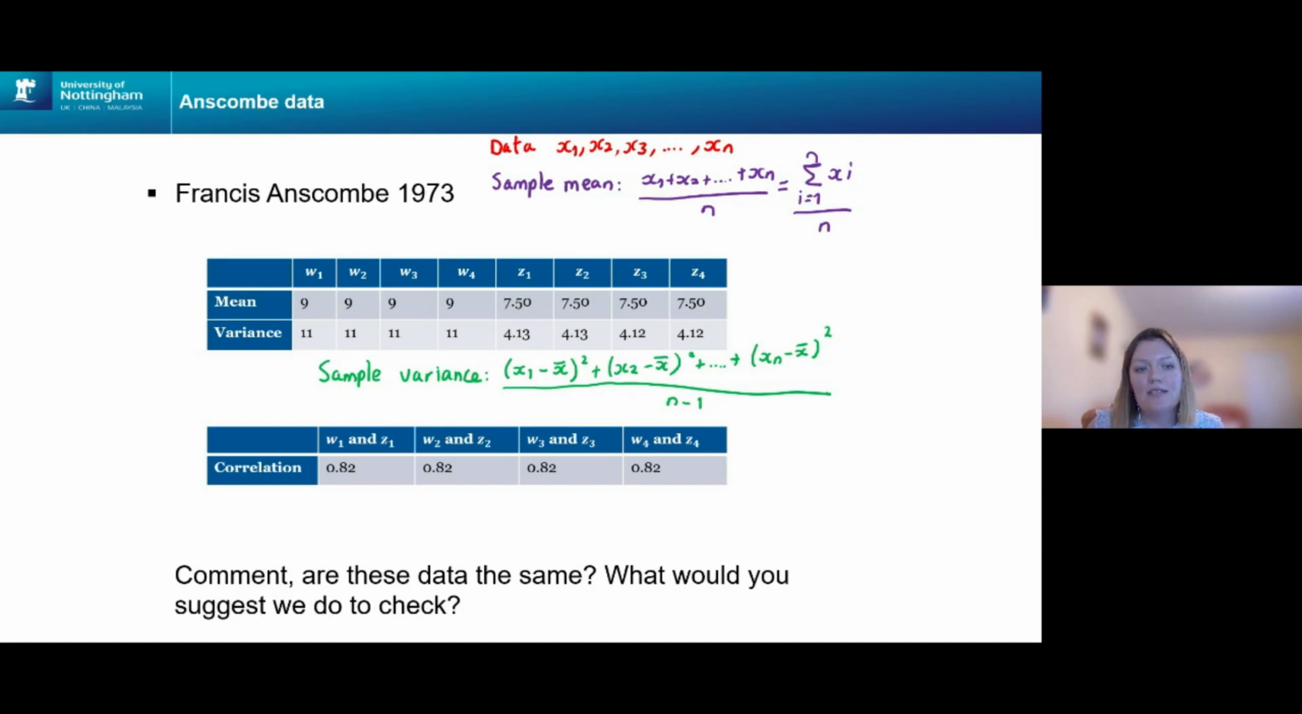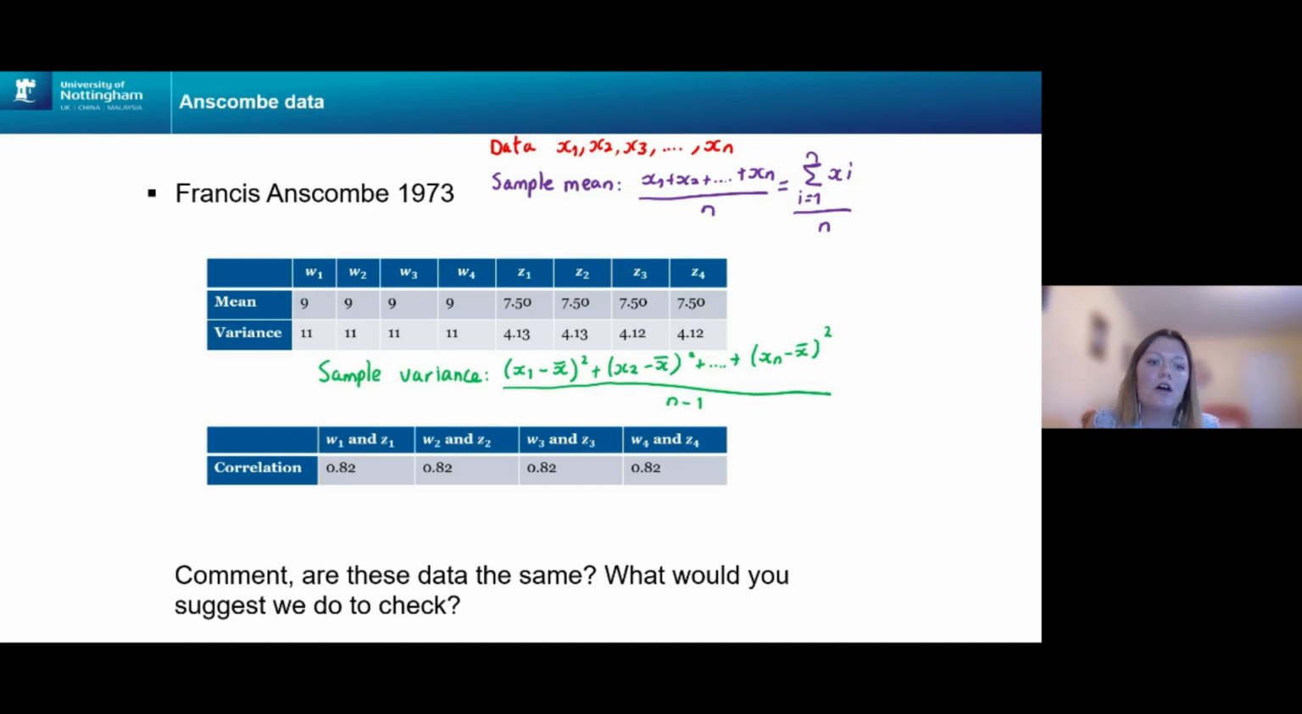And what we actually see is we've got W1, W2, W3 and W4, which each contain 11 numbers, and the sample mean of each of these sets is 9 and the variance is 11. And similarly for Z1, Z2, Z3 and Z4, which are also 4 sets of 11 numbers, the sample mean is 7.5 and the sample variance is 4.13 or 4.12, depending which one it is.